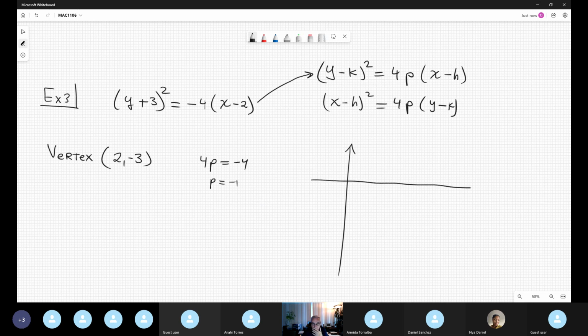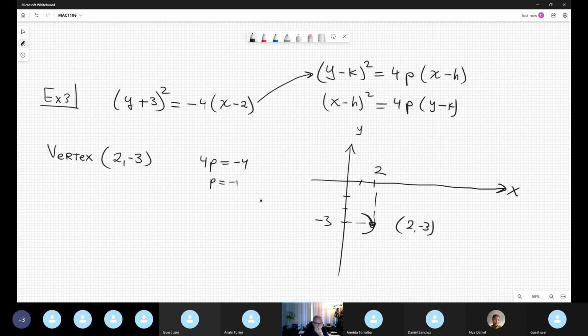I put it here, maybe. X-axis, Y-axis. 1, 2, and -3 is -1, -2, -3. This is my parabola. My vertex, sorry. This point is the point (2, -3). I know that our parabola opens in that direction, no? I don't know exactly, but I open this direction.